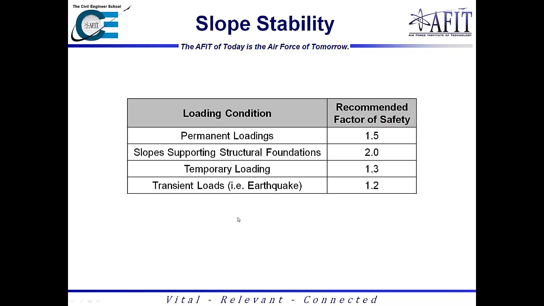Probably one of the more key things I would take away from slope stability is the recommended factors of safety, and I would definitely write these down somewhere if you don't already have them. With slope stability, for permanent loadings, we're looking at a factor of safety of about 1.5, slope supporting structural foundations at least 2, temporary loadings at least 1.3, and then transient loads, i.e. loads related to earthquakes, about 1.2. I would say these are the absolute minimum I would use. Obviously you could use higher factors of safety depending on what you were doing, but these are probably the minimums that I would use.